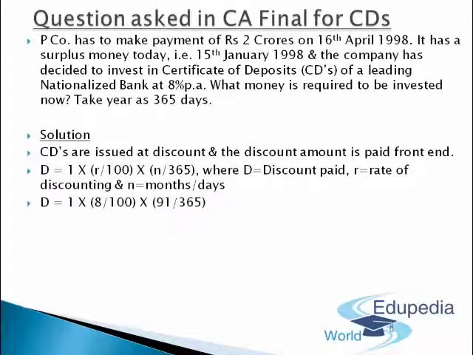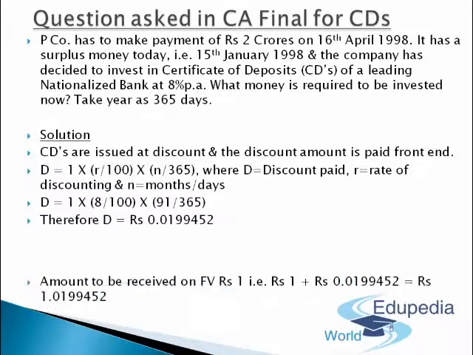D is equivalent to 1 into 8, where 8 is the rate of discounting, into 91 divided by 365 days. 365 is the overall days, and 91 is the number of days calculated from 15 January 1998 to 16th April 1998. So there are 91 days in such case. Therefore D, the discount yield over here, is equivalent to rupees 0.0199452. That's how it actually works.